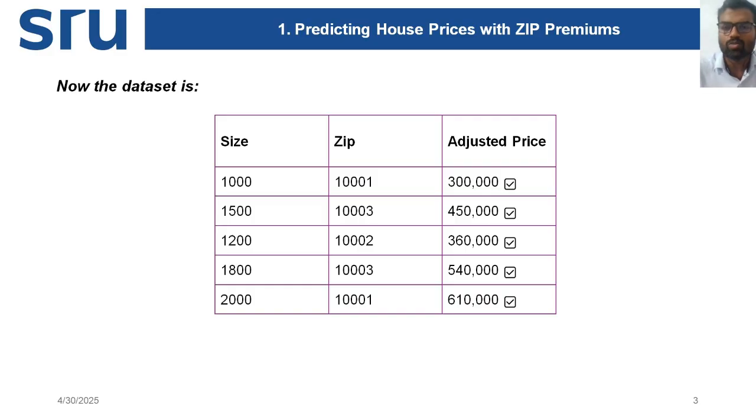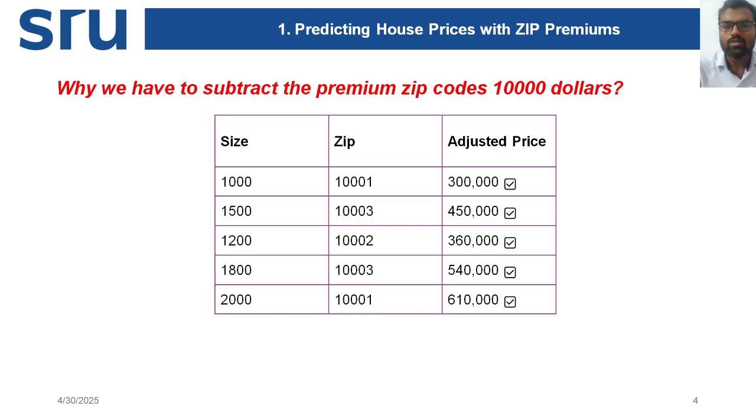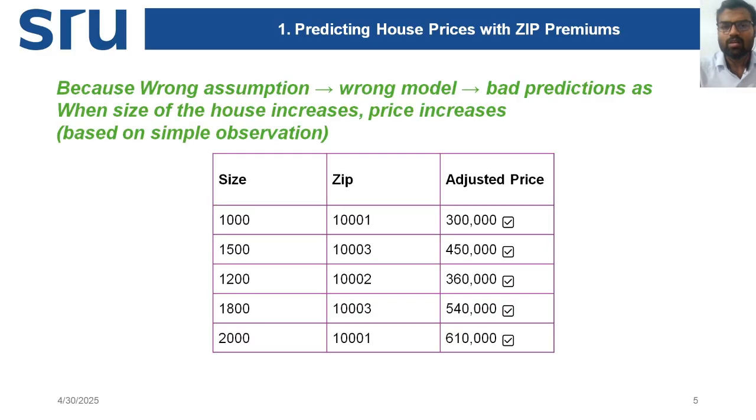Where the data set is totally like this after subtracting 10,000, 10,002, because they are premium houses. That's why, because if we don't adjust this price like this, our model is going to be faulty. The pattern is not going to be good. So we have to subtract the premium zip code $10,000.